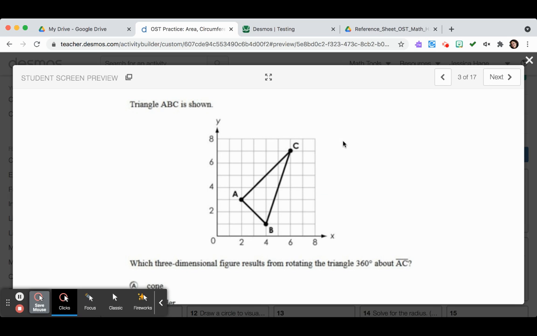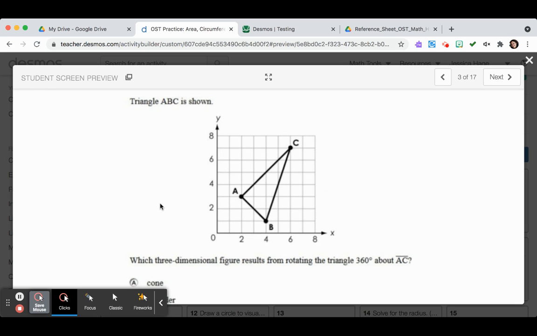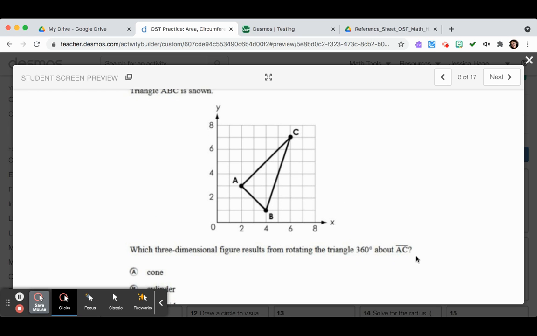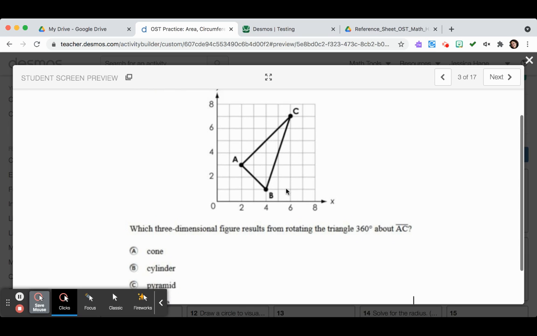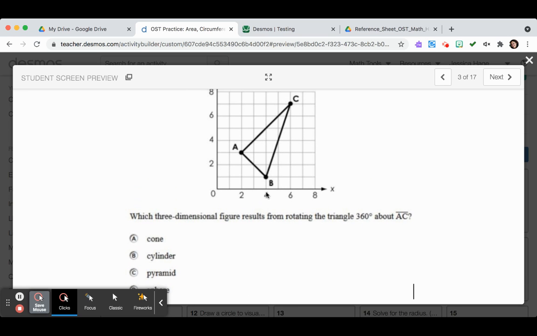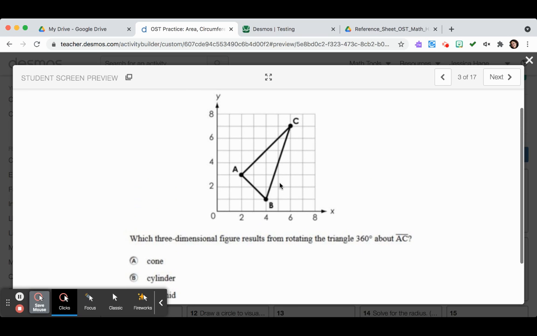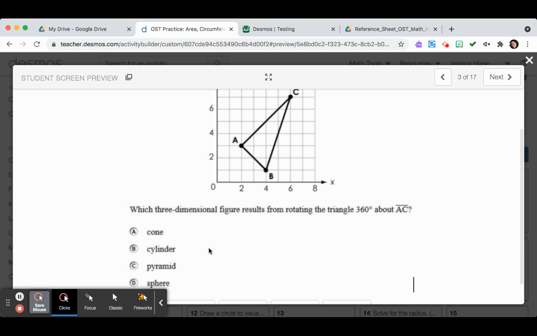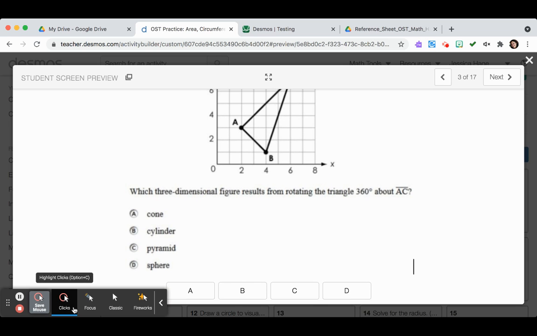And our next one, triangle ABC is shown. Which three-dimensional figure results from rotating the triangle 360 degrees about line AC? This is multiple choice here. We do have a triangle here. So when we rotate this, we need to select a three-dimensional shape that appears to have a triangle in it.